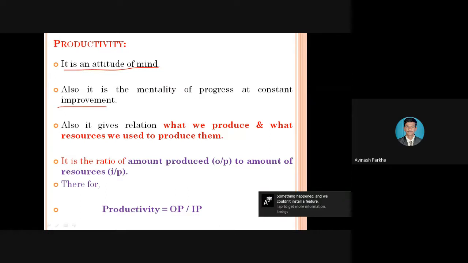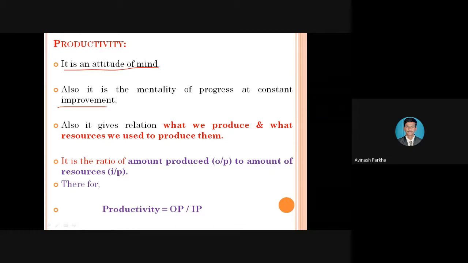And how will that improvement take place? If I decrease the number of input parameters, and from that minimum number of input parameters I achieve the maximum output, then and only then can I say that constant improvement is taking place. In the first month, that process is taking 10 hours.